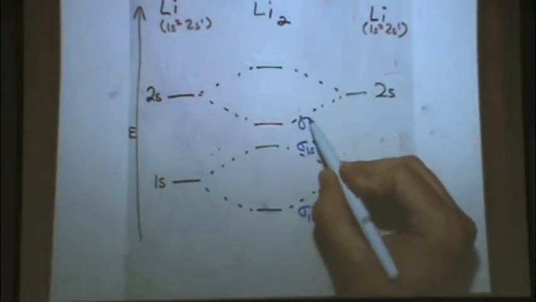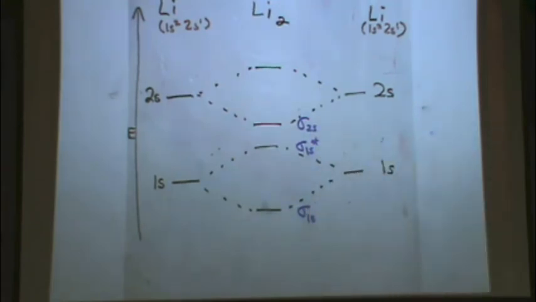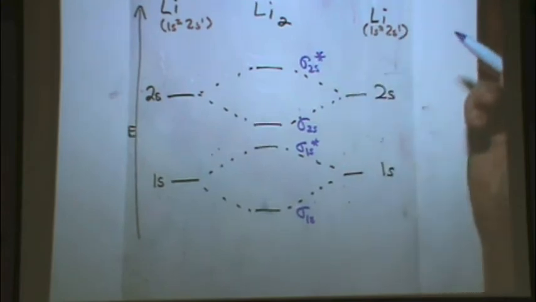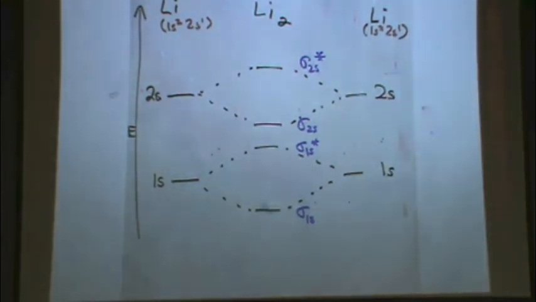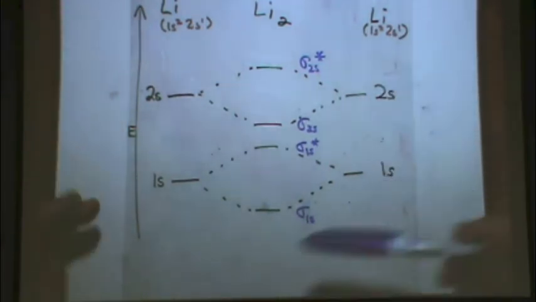What do you think we call this one? Just put a 2s because it comes from a 2s. And likewise, this is sigma 2s star. The only thing that changes is the subscript. If it was a 7s, you put a 7s subscript down there. Okay? So the subscript just tells you what orbital it's coming from. Otherwise, these should look totally identical.